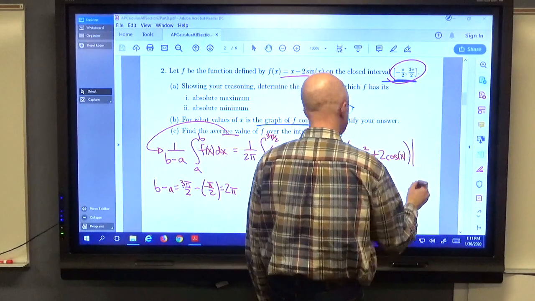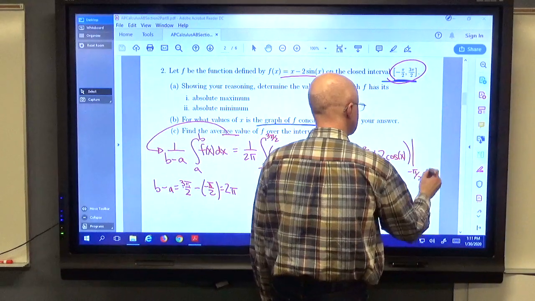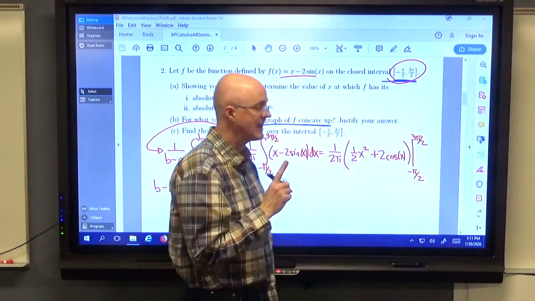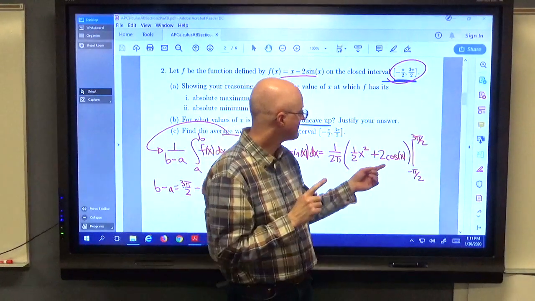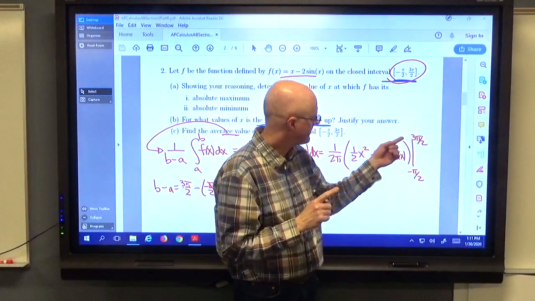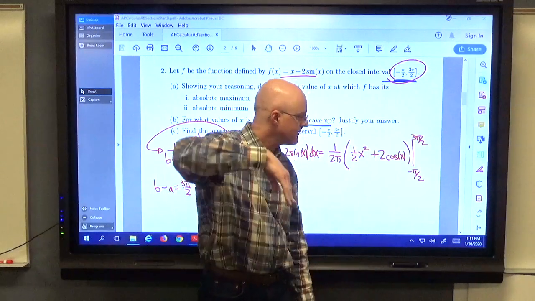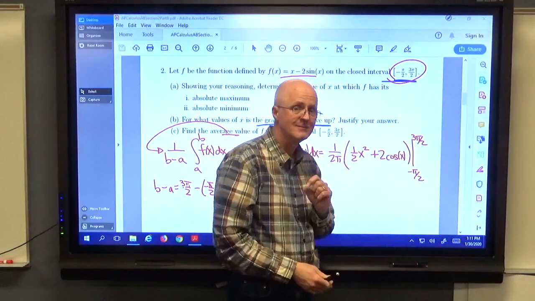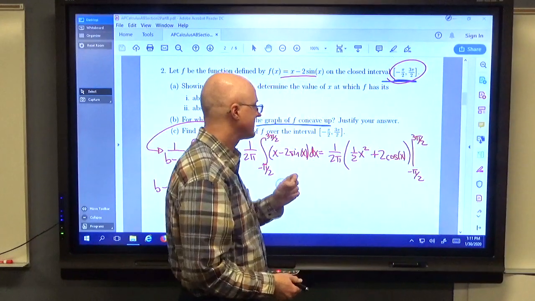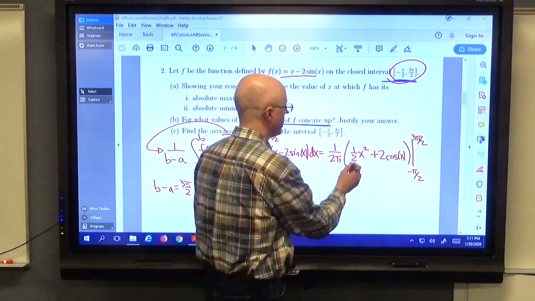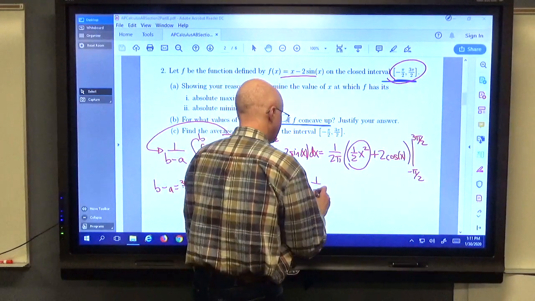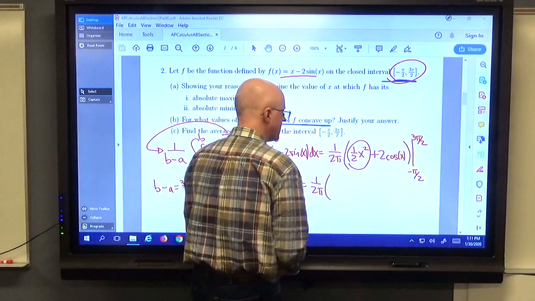Evaluating this, x goes from negative pi over 2 to 3 pi over 2. Yikes. Well, we are saved by one thing here. When you plug in either negative pi over 2 or positive 3 pi over 2, an angle pointing straight down, into the cosine function, you get 0. So the only non-zero things come from plugging into the x squared term. That's nice. May not always happen, so you've got to be wary.